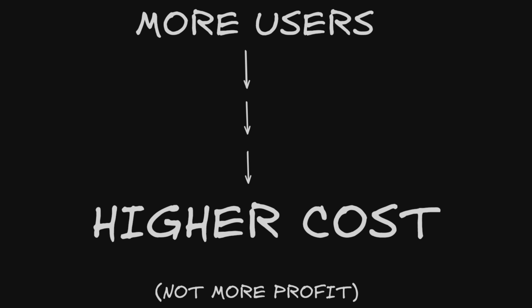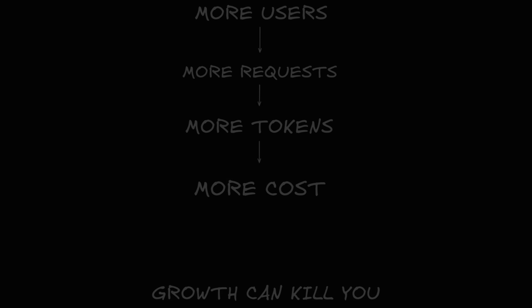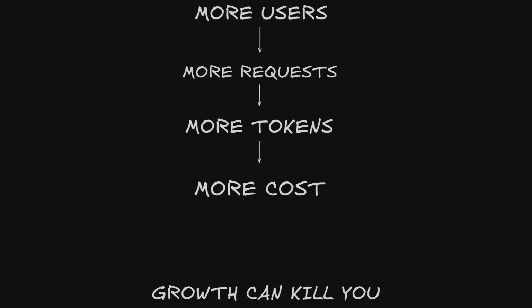In traditional software, more users usually means more profit. In AI apps, more users can mean higher losses, because usage scales cost linearly, and sometimes worse. More users means more requests means more tokens means higher cost. Revenue might double, but cost can triple. If your margins are thin, growth can kill you.